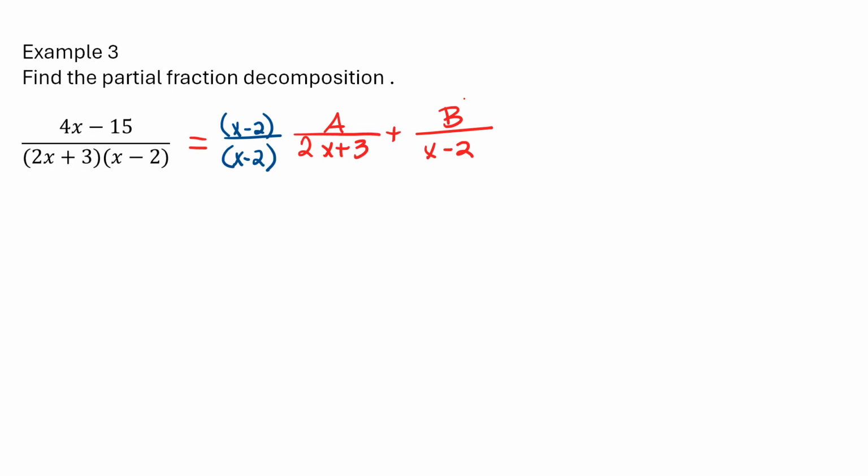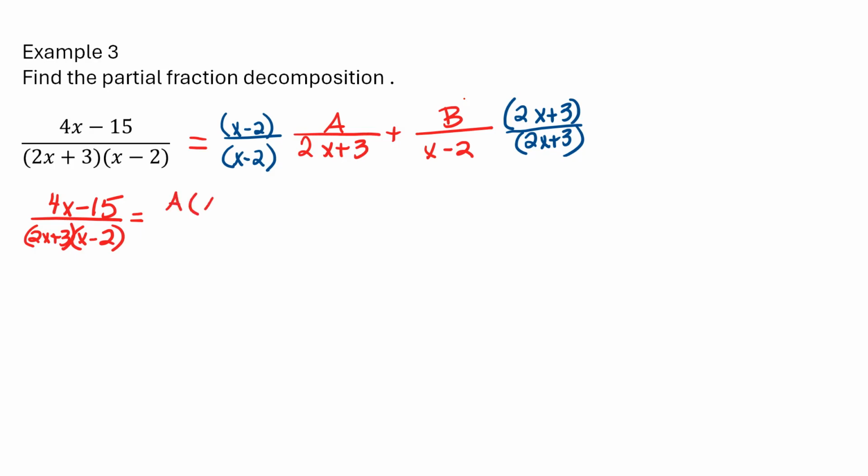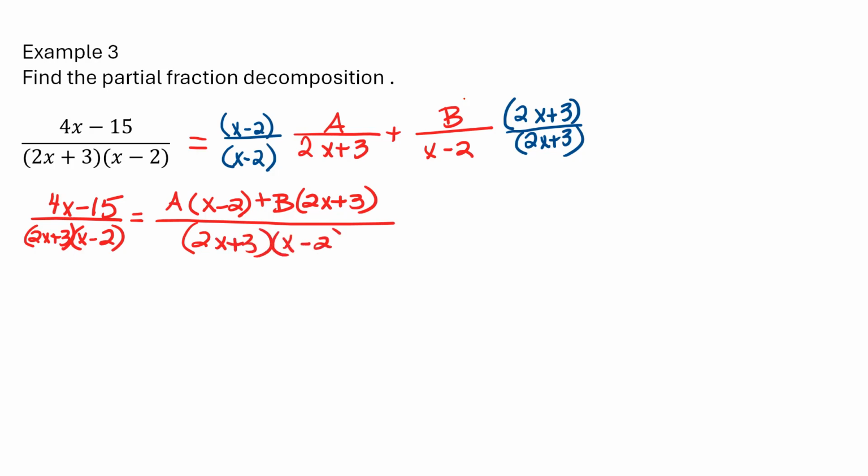We would multiply the second fraction by 2x plus 3 over 2x plus 3. And that way we would have our common denominator of x minus 2 times 2x plus 3. And we would multiply that out. We would use the distributive property. And the left side looks like it did before. And the right side would end up being a times x minus 2, b times 2x plus 3 over the common denominator.